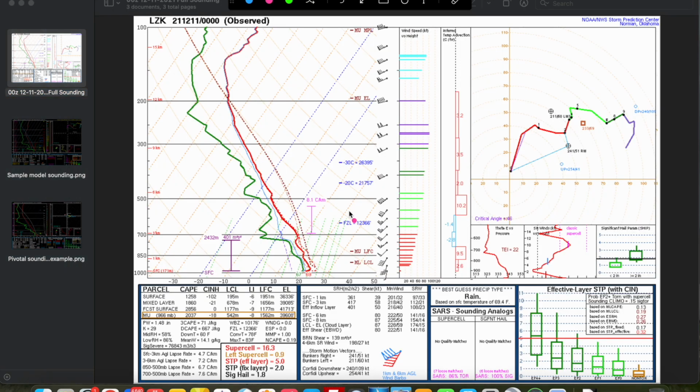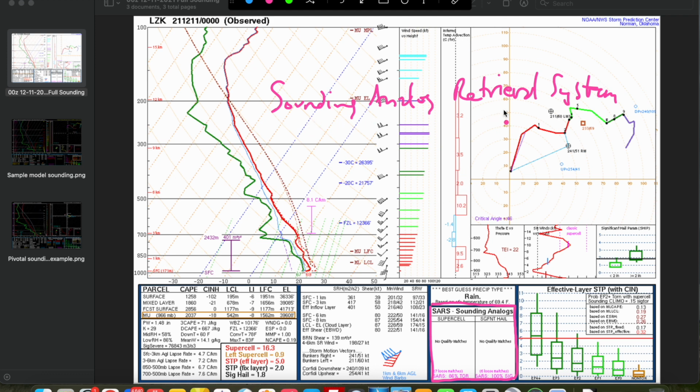All right, let's take a look at this box down here. This is an interesting feature you'll find on these SPC and model soundings. This is the SARS box. SARS stands for Sounding Analog Retrieval System. And this is a pretty cool feature on these soundings.